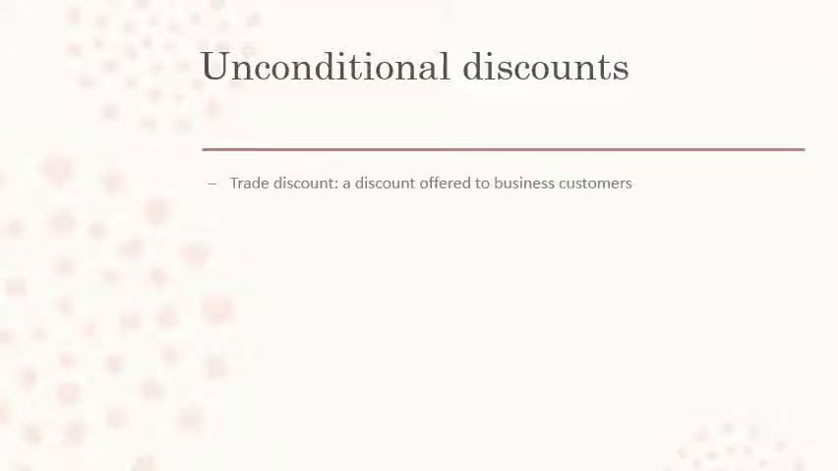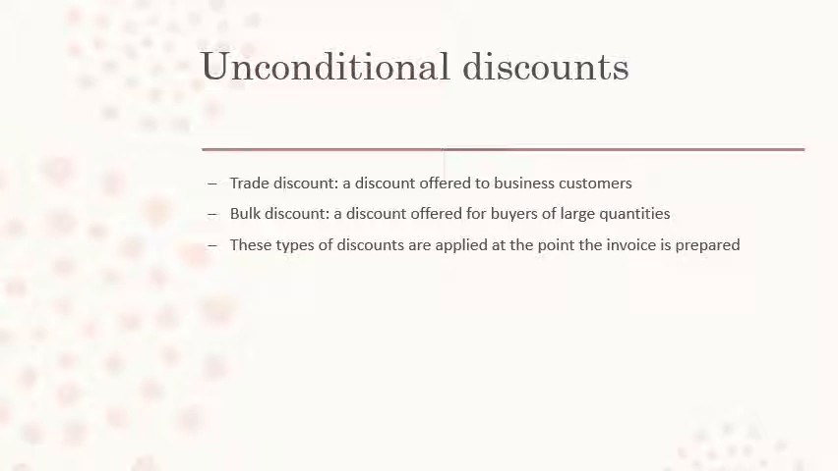Now, an unconditional discount includes trade discounts, and here we're talking about a discount that's offered by a business to other business customers. We also have bulk discounts. These are discounts that are offered to buyers of large quantities. Now, these types of discounts are applied or are included at the point the invoice is prepared. So the amount that is charged on the invoice takes into account these discounts.